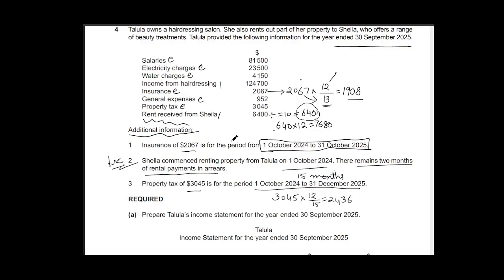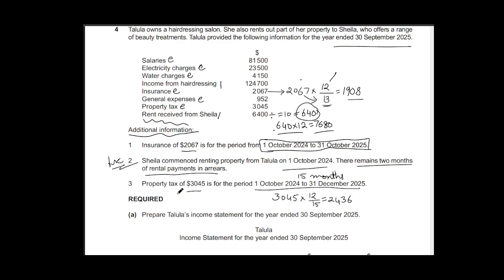1 month rent is 640. So what will be the rent of 12 months? 640 multiplied by 12, 7680 is the total rental income for our whole financial year. Hope you have got this information.